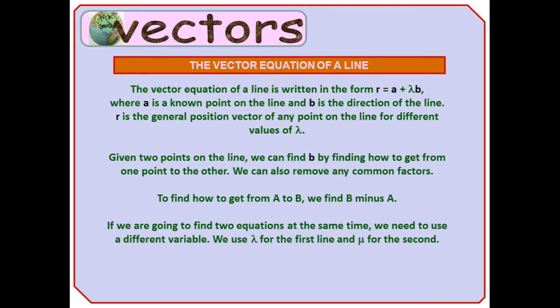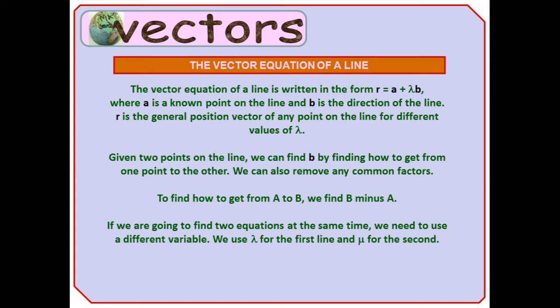We've met Cartesian equations of lines in the past, i.e. with x and y, and you can even do them with z. But we are now going to look at the vector equation of a line. The vector equation of a line is written in the form r = a + λb, where a is the known point on the line and b is the direction of the line. r is the general position vector of any point on the line for different values of lambda. Lambda is just a Greek letter. It is fun to use them from time to time.